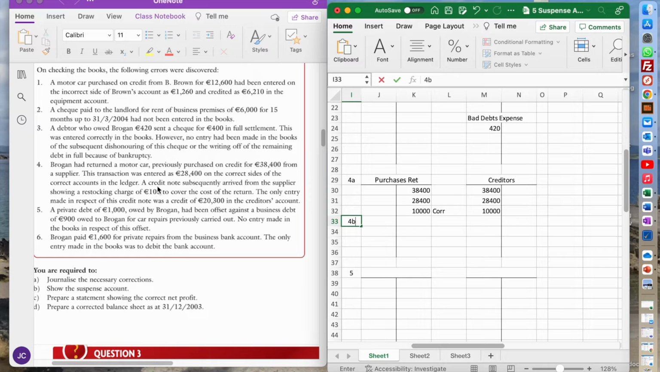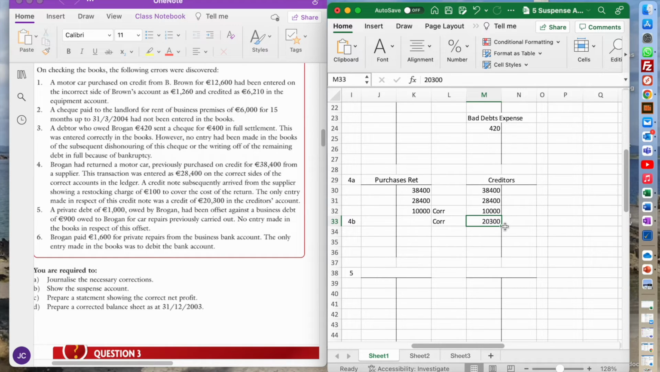So second part of it, credit note arrived from supplier showing restocking charge. The only entry made was a credit. Okay, so the easiest thing to do with this one is to cancel what we did do and then do what we should have done in the first place. So the only entry made was a credit of 2,300 in the creditors account. So therefore, I'm going to do a correction. I'm just going to cancel this first, 2,300 in the creditors account. So that cancels the thing that we did do.